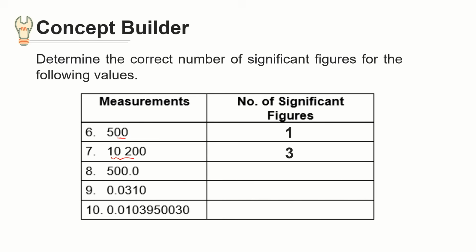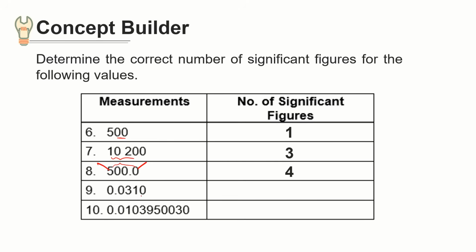So, dito naman, we have here 4 significant digits kasi zeros to the right of the decimal are significant. So, since this is significant and this is significant, the zeros between them, or the values between them, are also significant. So, we have here 4 significant figures.